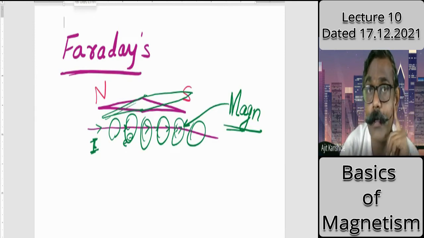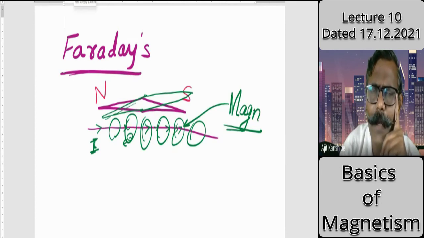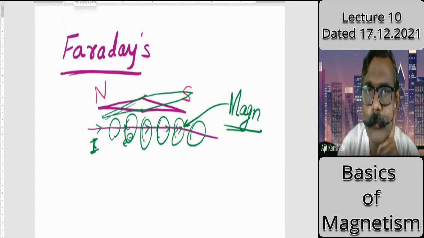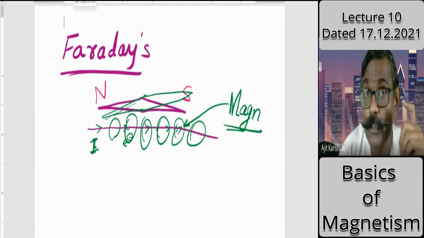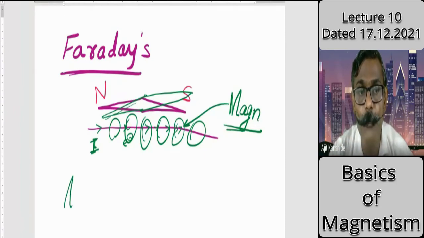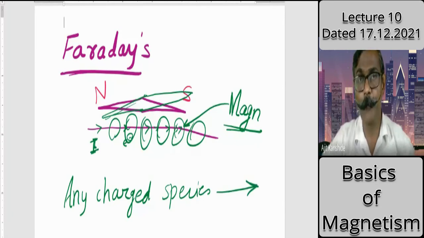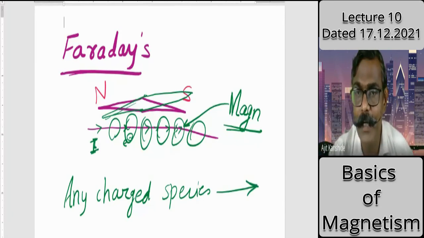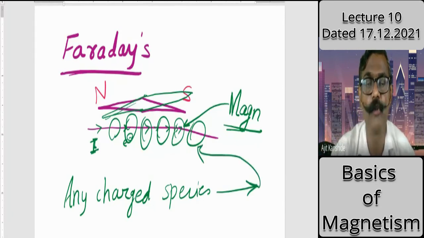He did not stop there. He went on thinking, why did magnetic lines come? Because of the flow of electrons. So if any charge, an electron is a charged species, any charged particle or charged species, if it moves, if it propagates, then a magnetic field or magnetic lines will be generated.